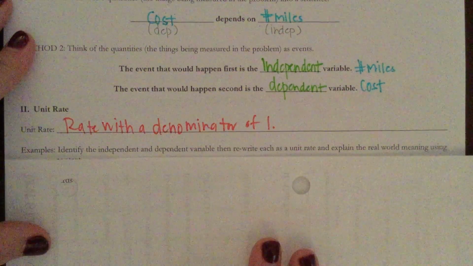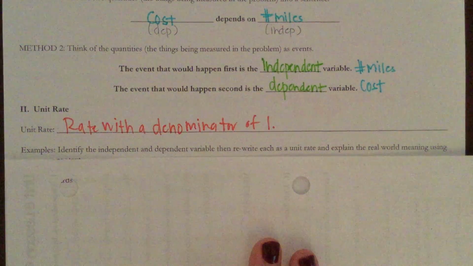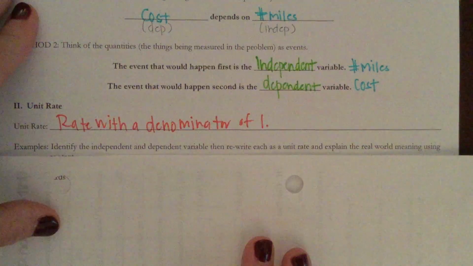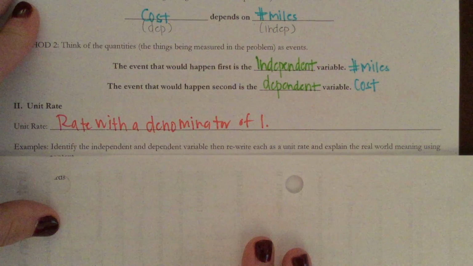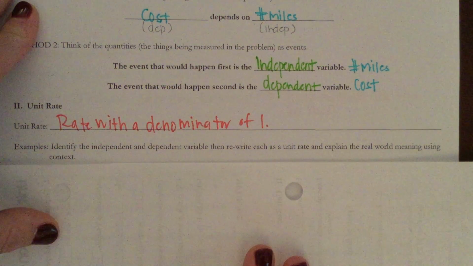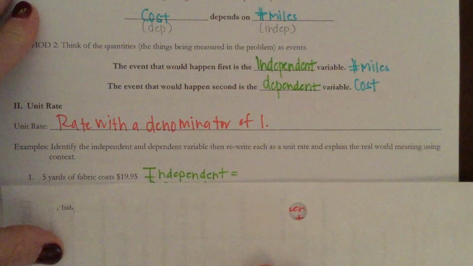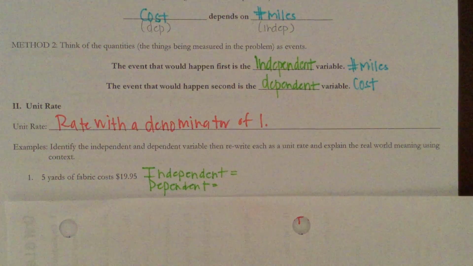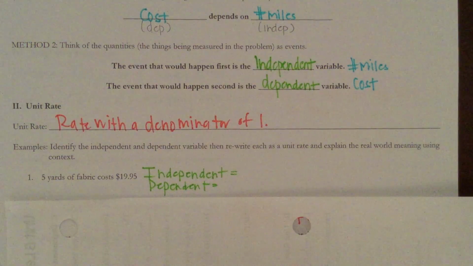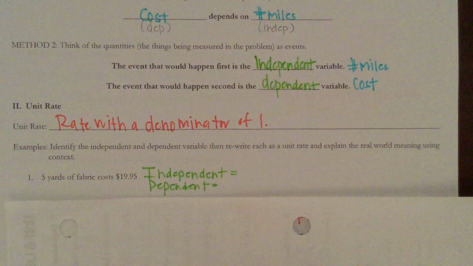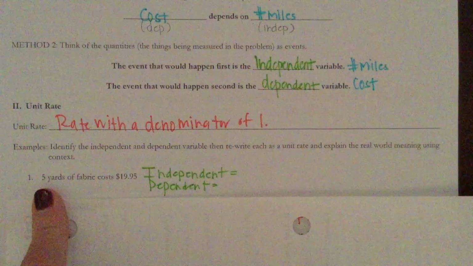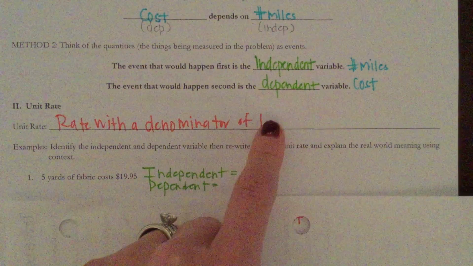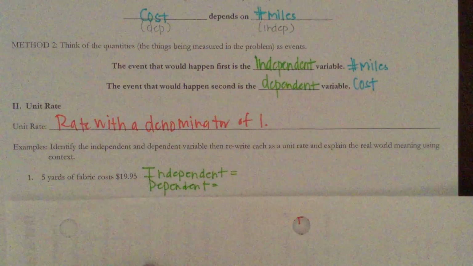For each of the examples below, we want to identify the independent and dependent variable, and then we want to rewrite the situation as a unit rate and explain the real-world meaning using context. Here's an example from shopping. If I go to the store and I buy 5 yards of fabric and it costs me $19.95, I don't want to know how much 5 yards of fabric costs. I want to know how much 1 yard of fabric costs.